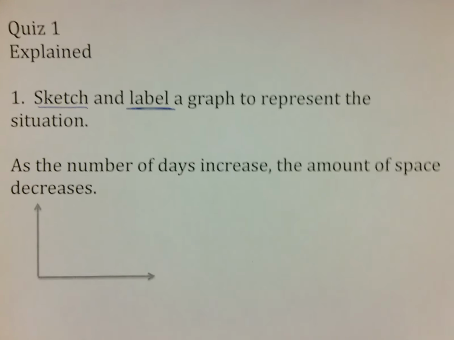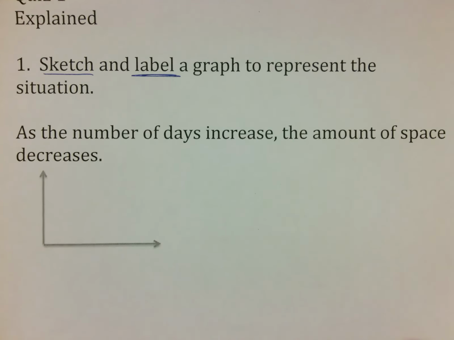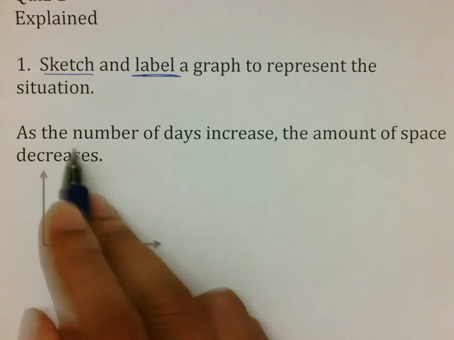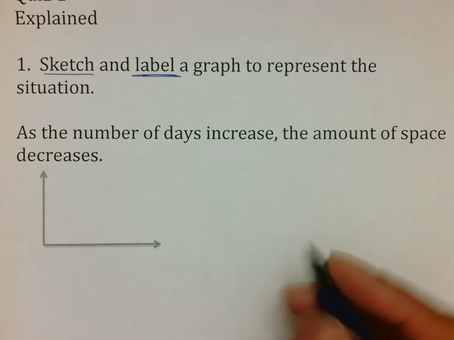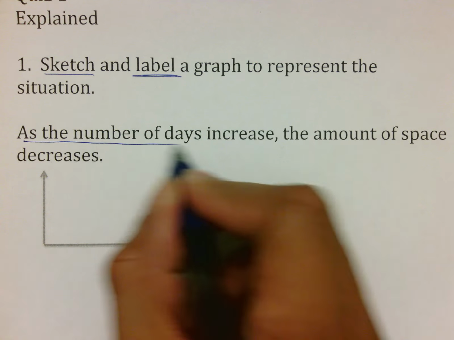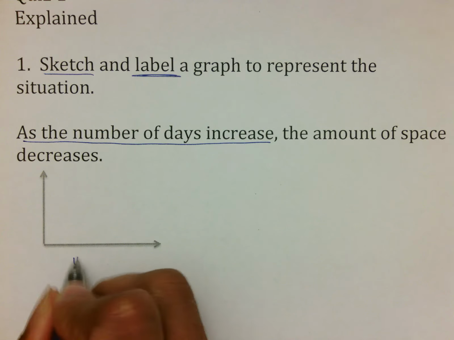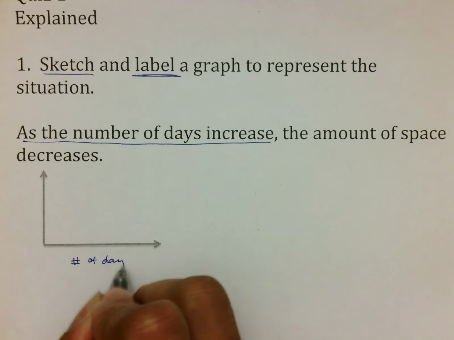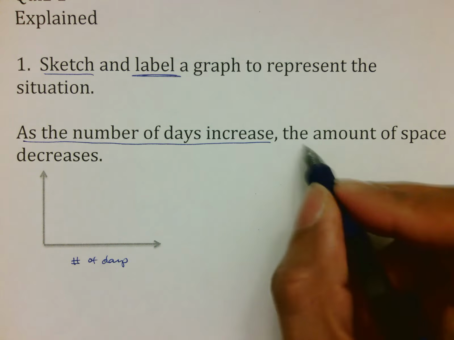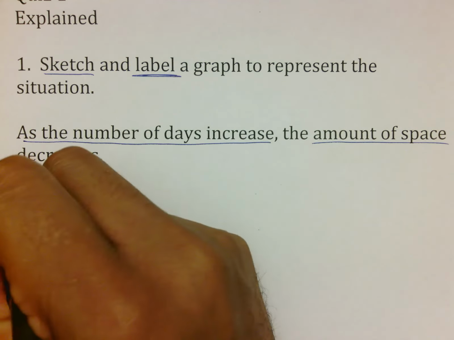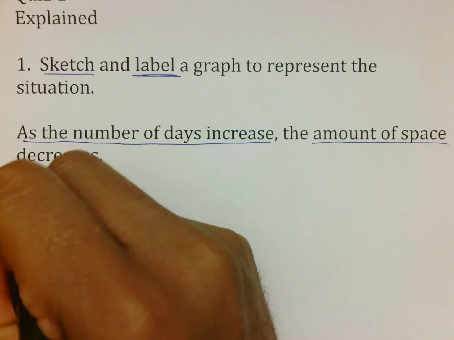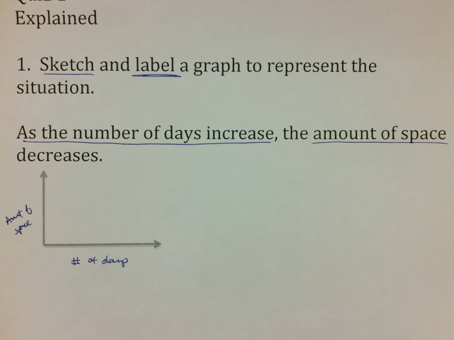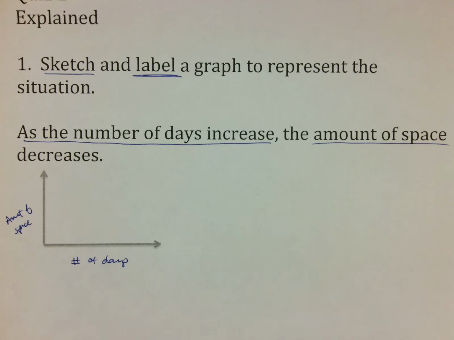Just make sure you understand again the difference between a positive relationship and a negative relationship. It says as the number of days increase, the amount of space decreases. Typically the first thing you're talking about is going to be your independent variable, so number of days would be here, and the second part would be amount of space. Do not be afraid to write long labels if that's what it needs to be. Don't just put days and space. I mean, you can, but if your label's not descriptive enough, that could also be an issue.